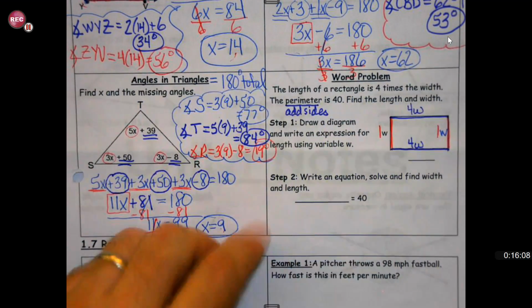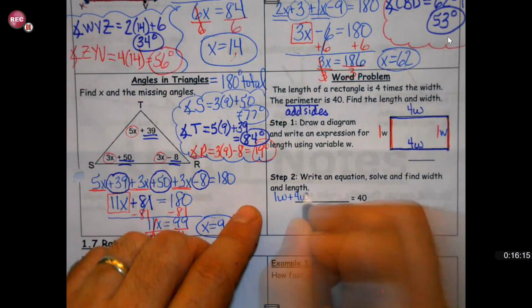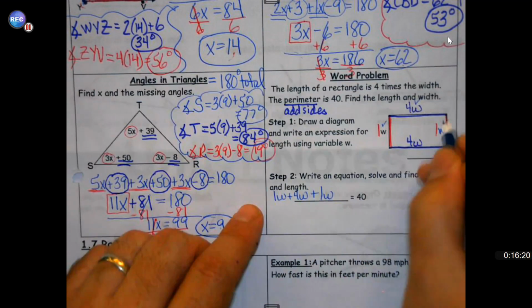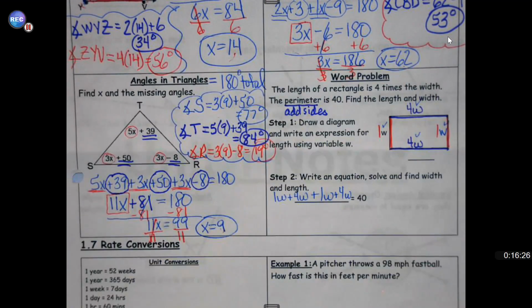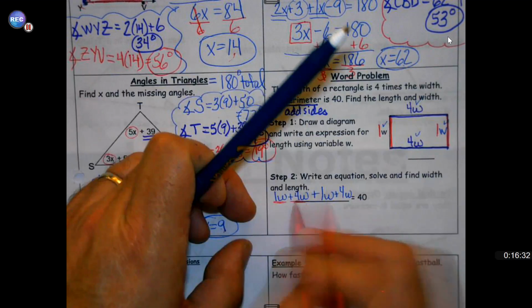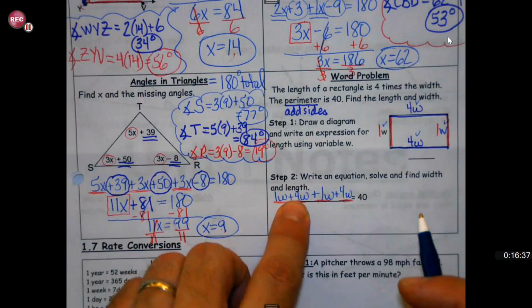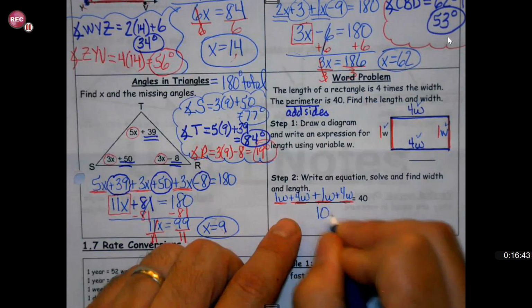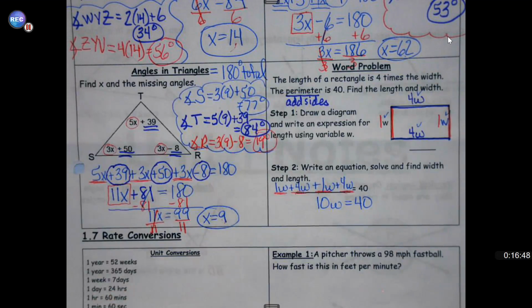So the equation would be taking all those sides, so a 1W and a 4W and another 1W and another 4W, and adding all those up, and you're like, well, wait a second. They're all like terms. They all have a W. That's true. So 1 plus 4 is 5, and 1 more is 6, and 4 more is 10W equals 40.